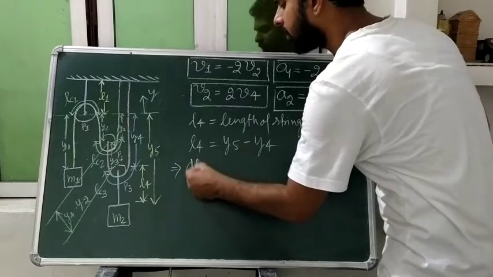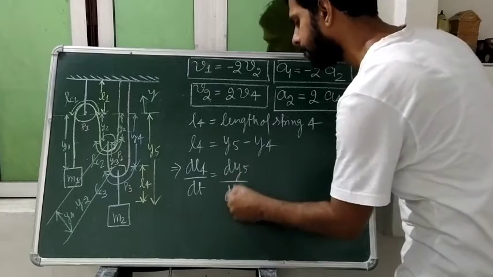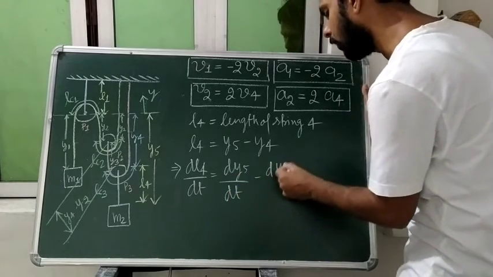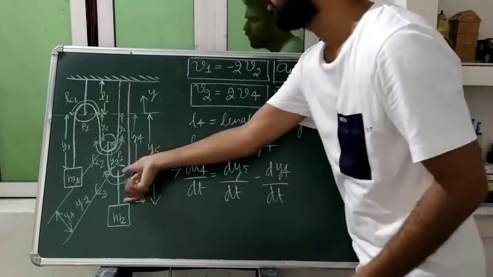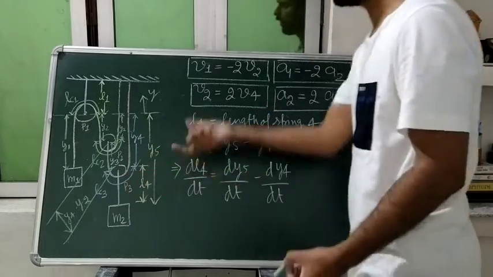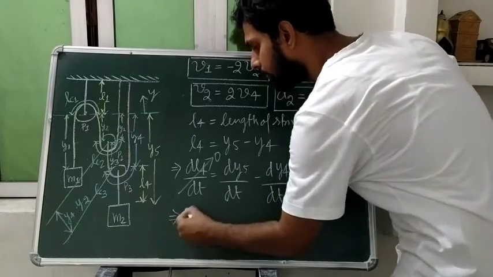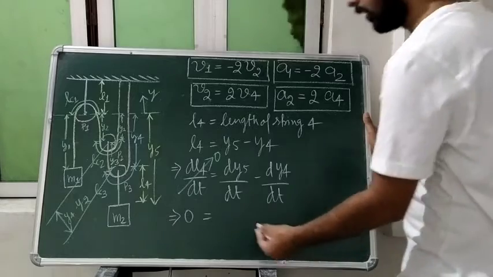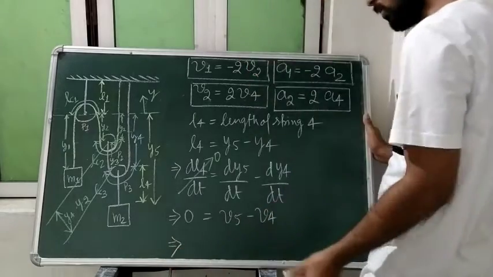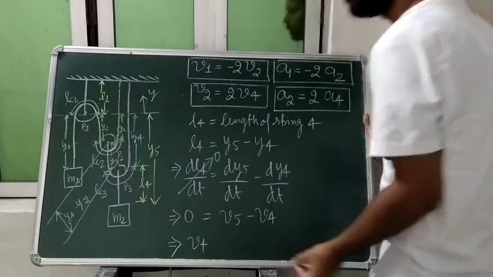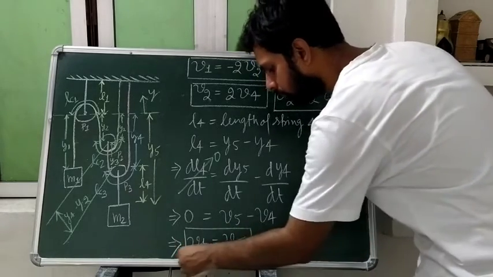So what can you do? You can differentiate this with respect to time. So this will become dy5 upon dt here, minus this dy4 upon dt will come out. That L4 is constant, so the length of the string, whatever length will be present here, is not going to change, it will be constant. So that will be equal to 0, and from here what will we get? This 0 will be equal to V5 minus V4, meaning whatever will be the velocity of that pulley P3, that will be the same velocity of that block M.